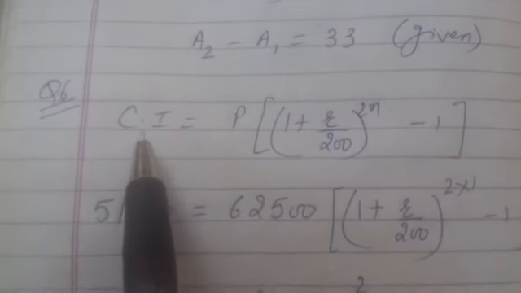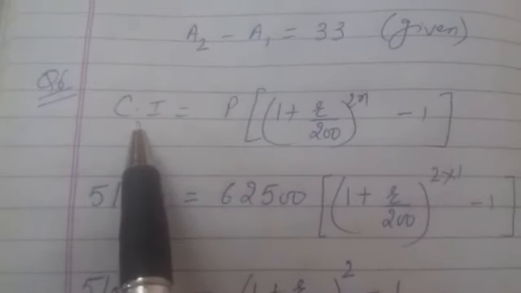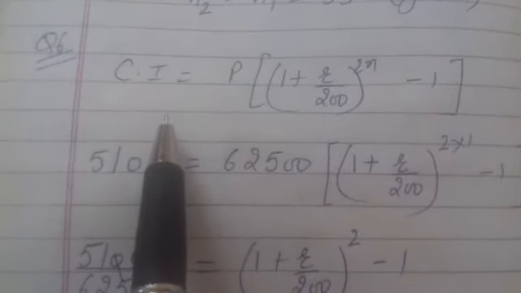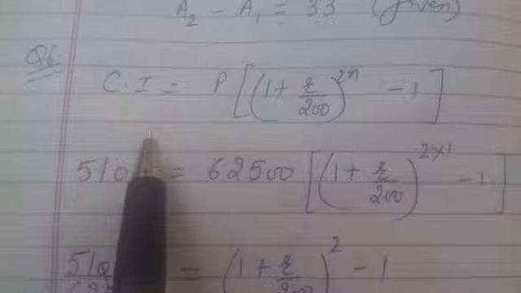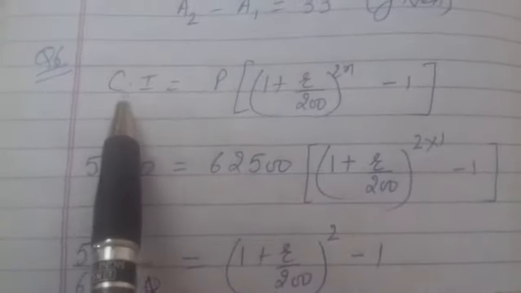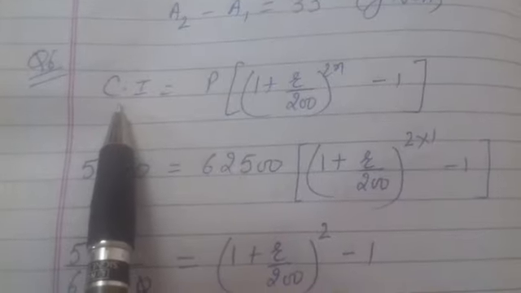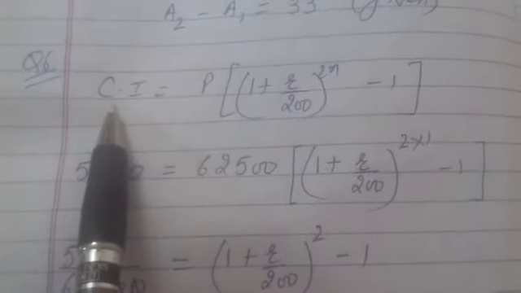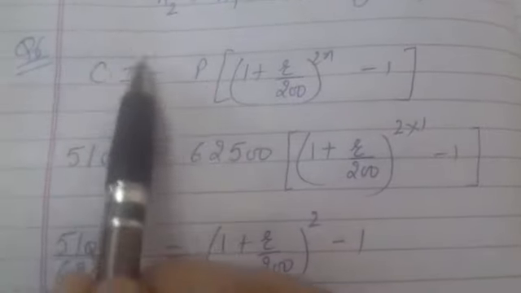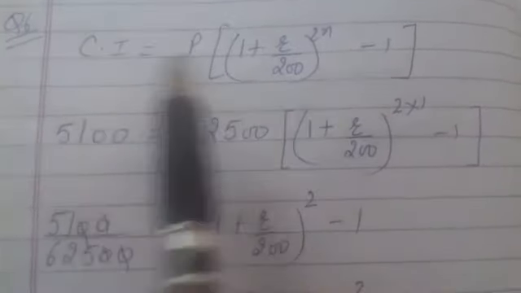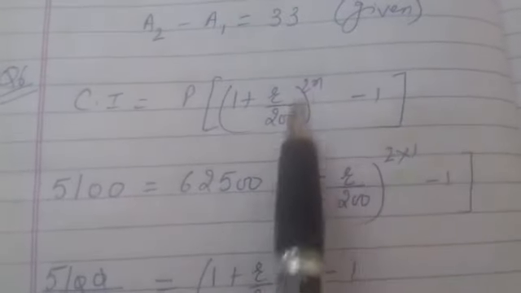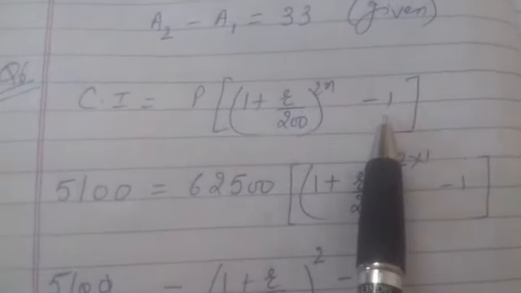Sixth question. At what rate of interest per annum, rate you have to find out, will a sum of rupees 62,500 earn a compound interest of 5,100? Look children, in this case, what is given to you? Compound interest. So we'll apply the formula of compound interest. That also it is semi-annually, half yearly. So what is the formula of compound interest in case of half yearly? P into 1 plus R by 200 raised to the power 2n minus 1.